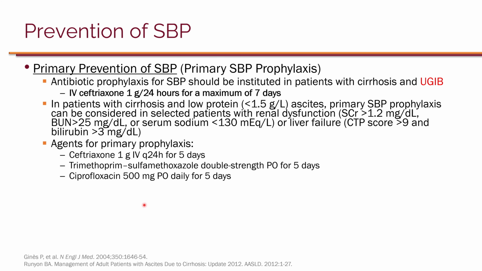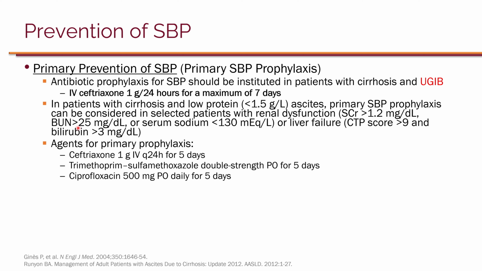Now, what about preventing SBP? So there is the concept of primary prevention of SBP. So this is someone who has never had SBP before, so we're trying to prevent this for the very first time. And certain patients qualify for primary prevention. The biggest one is essentially patients with cirrhosis who have upper GI bleed. And when they have that GI bleeding, because that can lead to SBP, it is recommended to give IV ceftriaxone for up to 7 days.